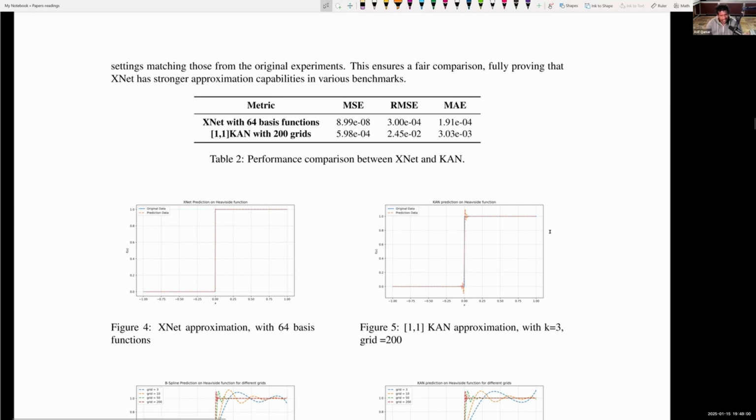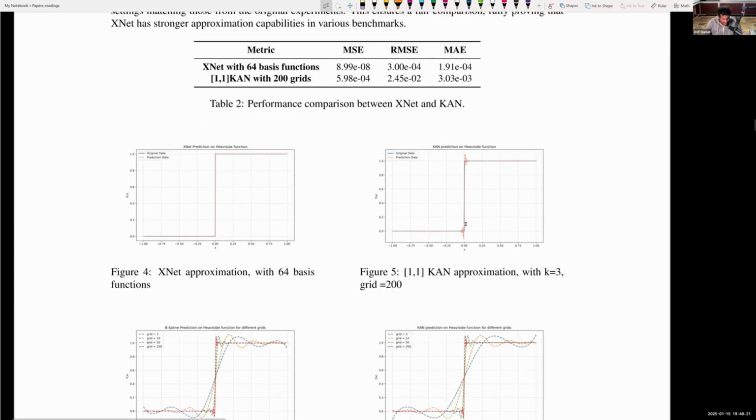And if you try the same thing with KAN, right, you can see something like this Gibbs phenomenon happens. People who are aware of Fourier series will know that if you try to approximate a square wave with a lot of sine waves, you cannot actually approximate it. You need infinite sine waves. Even then, you will see these ripples happening, and you can see those ripples here.